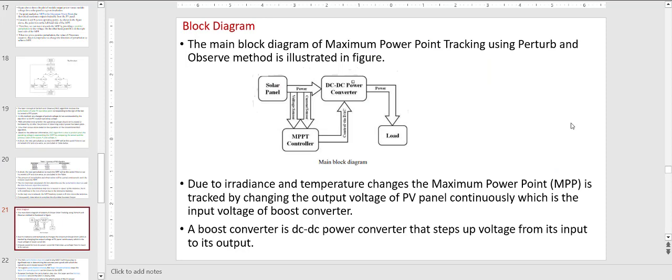Based on the MPP algorithm, how the entire system operates is indicated in this block diagram. The solar panel, and the MPP controller, which we can see is the MPPT, the maximum power point tracking controller. Based on that, the DC to DC converter will operate and convert the DC voltage into a suitable DC voltage level. Finally, it will be supplied to the load.